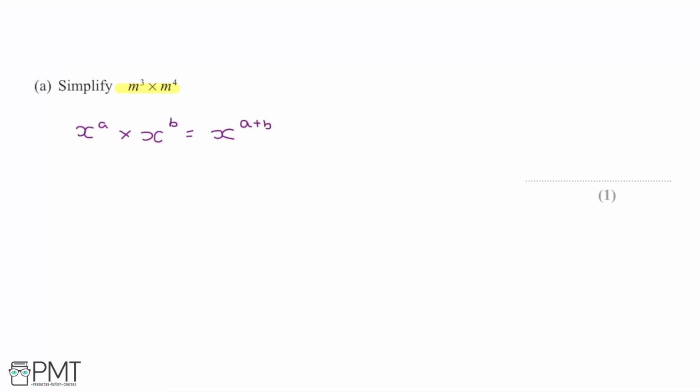Now this is a law of indices, so when we have two lots of m to different powers, we can simply add the powers together. So in this case we have, following the same principle, m to the power of 3 plus 4 gives us an answer of m to the power of 7, which I can put in here, as that's a fully simplified answer to this question.